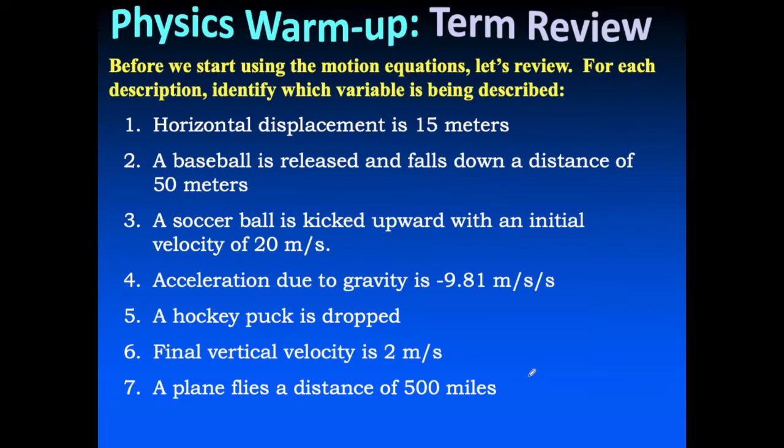So number 1, horizontal displacement is 15 meters. So kind of think back, horizontal displacement, which variable would that be? And as soon as you see horizontal, you should start thinking about it's going to be the x variable, and displacement, we said, would be triangle or delta x. So for number 1 there, horizontal displacement is 15 meters, so you'd say delta x equals 15 meters. So go ahead, hit pause, try 2 through 7, and we'll come back.